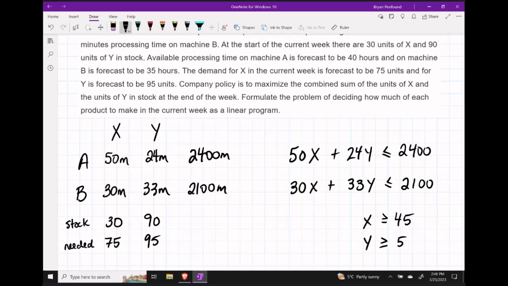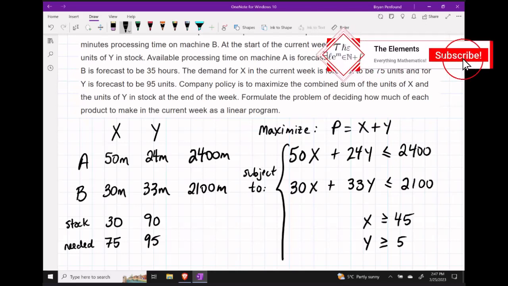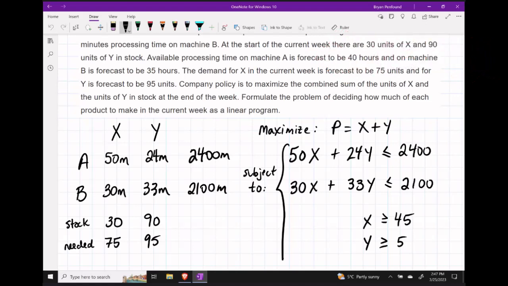Now, the last thing we need here is that the company policy is to maximize the combined sum of the units X and Y in stock at the end of the week. This means we're trying to maximize P equals X plus Y, subject to the 4 constraints we have written down.